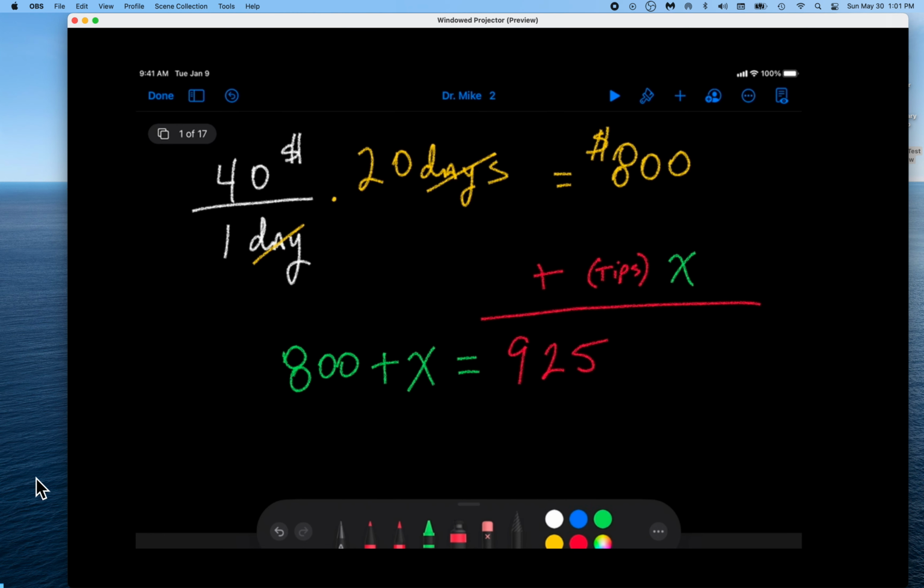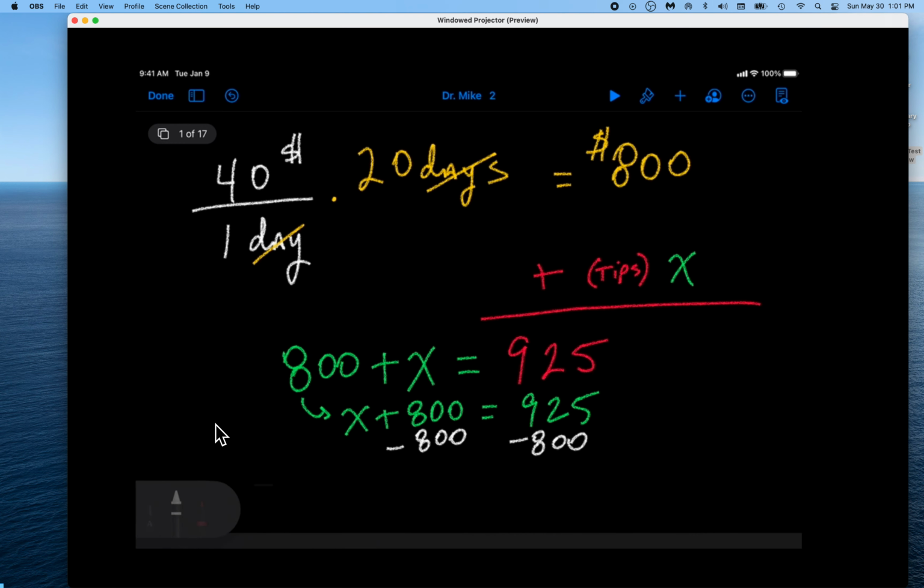Okay, how do we solve that? Again, if it's easier for you, you could rearrange this and make it x plus 800 equals 925. All I did was rearrange these two terms, and then it might be a little clearer to you that you need to subtract 800 to isolate x. Subtracting 800 neutralizes that neighbor.